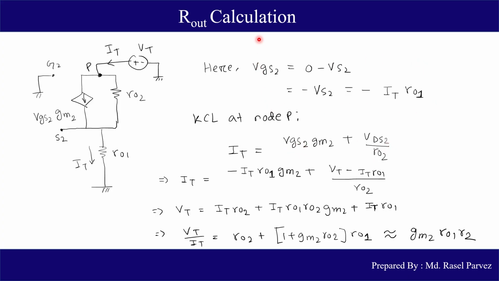VGS2 is written here. It is the voltage difference between gate and source. The gate is grounded, so we have written 0 here. VS2 remains. The expression of VS2 can be seen from here. The source voltage is actually IT times RO1. So we have written this here.